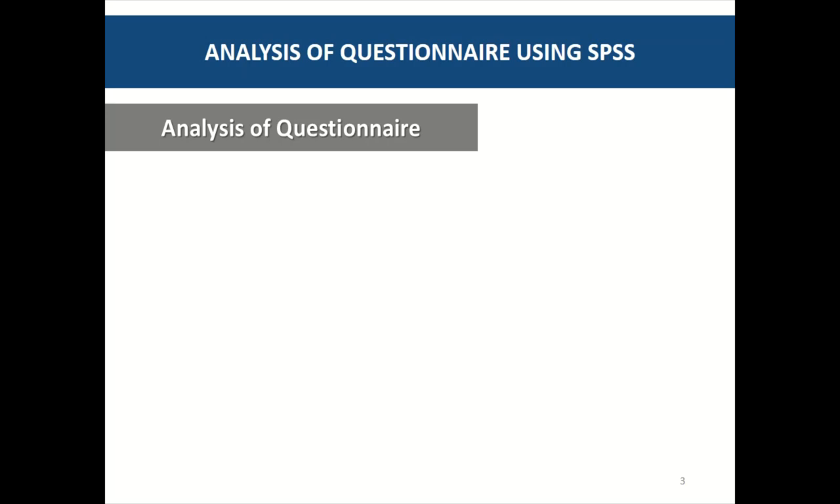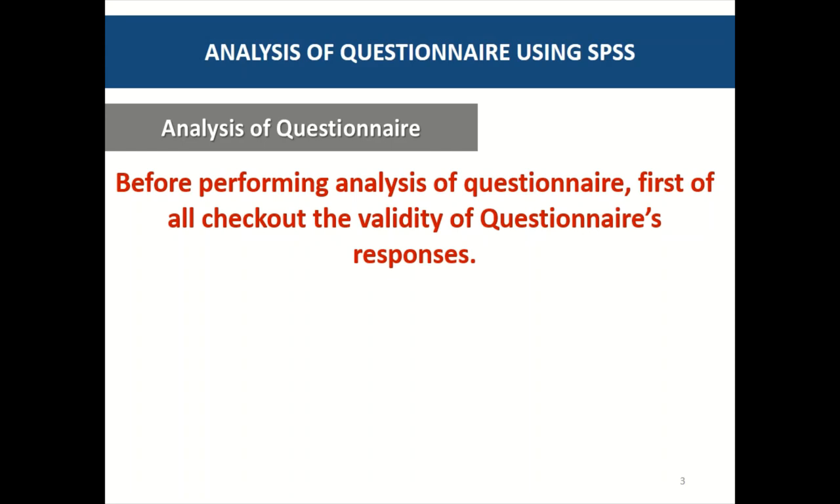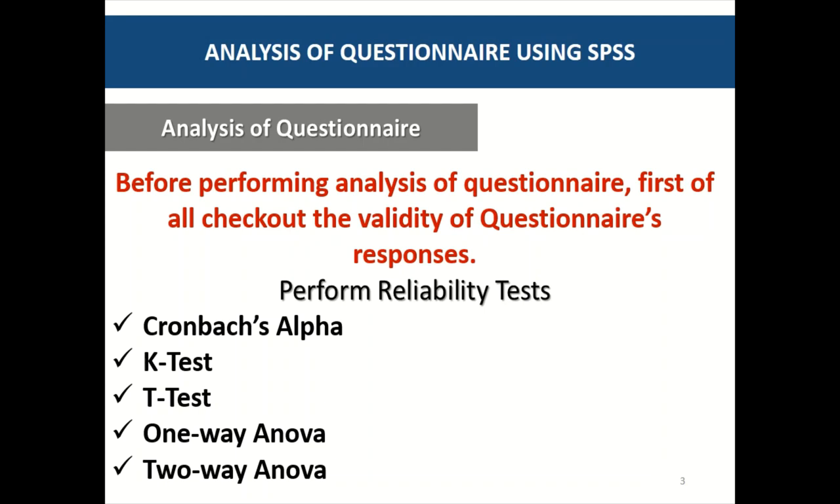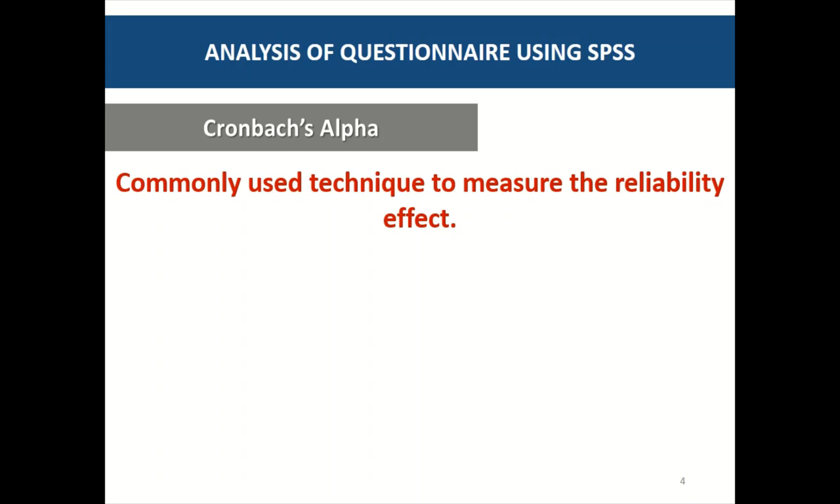Before performing the analysis of questionnaire, first of all check out the validity of questionnaire's responses. Whether the data is reliable for the analysis or not, isko check karne ke liye we perform the reliability test. There are a number of reliability tests which include Cronbach's alpha, k-test, t-test, one-way ANOVA, two-way ANOVA. We will perform Cronbach's alpha test in SPSS to check the reliability of our response. Cronbach's alpha is the most commonly used technique to measure the reliability effect of the data.